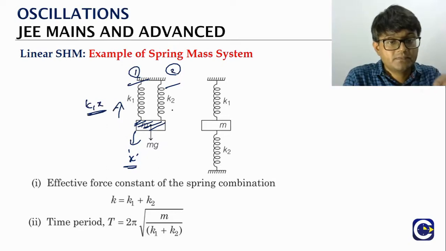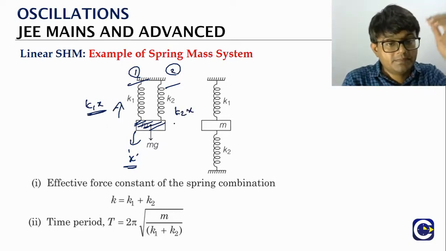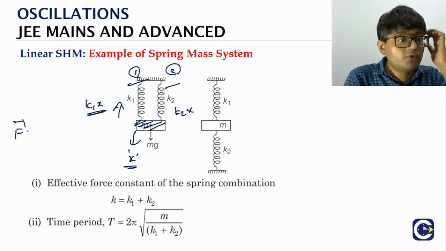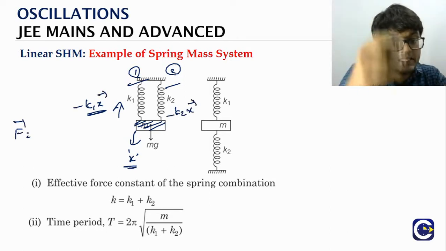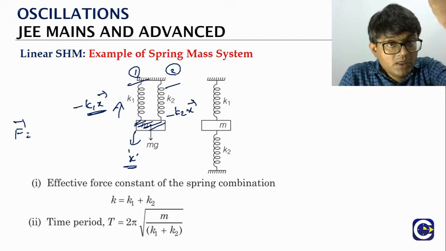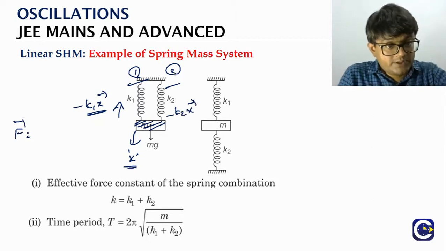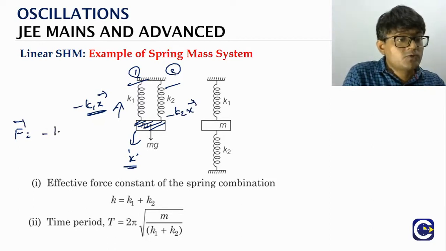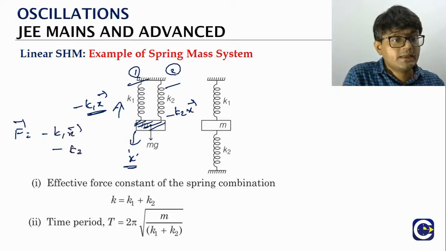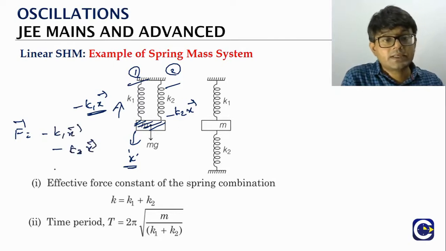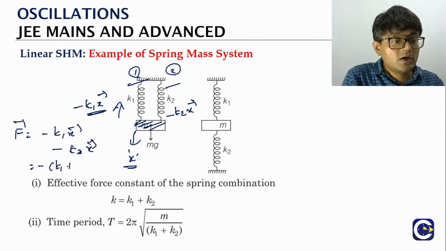So the restoring force in spring 1 will be k1x up, and k2x up. For the overall restoring force, vector-wise we should put minus. Why? Because the displacement is down, so the restoring force will be upwards, in the opposite direction. The overall restoring force means k1 into x plus k2x. So what is it? Minus of k1 plus k2 into x.